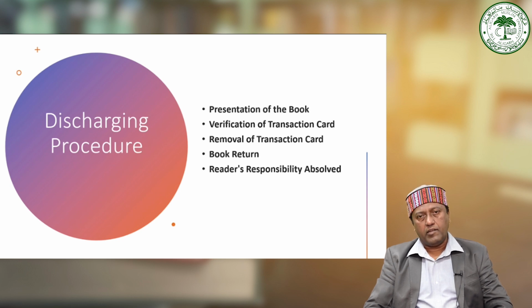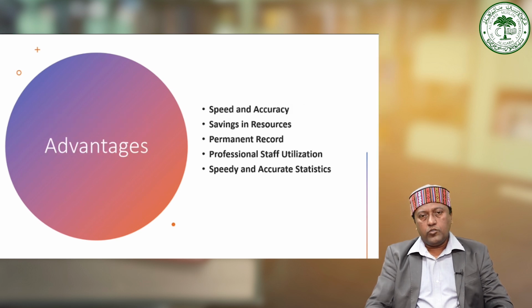If it is overdue, then the penalty will be charged, and the pre-dated, pre-numbered transaction card will be inserted in the tray, which is meant for that purpose. So now coming to the advantages, what advantage this system had.